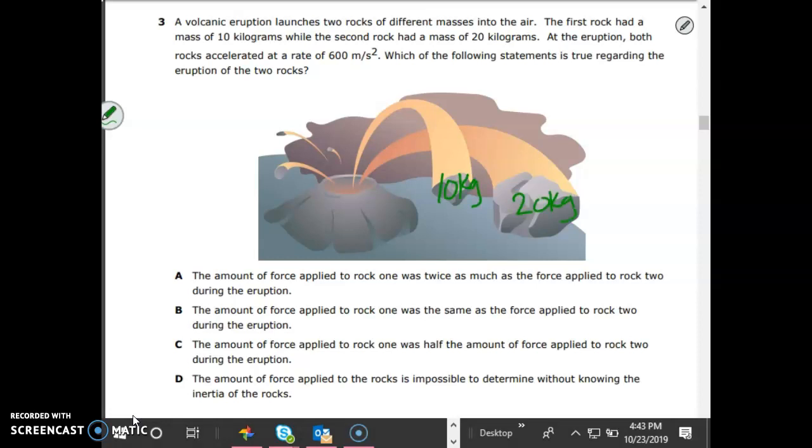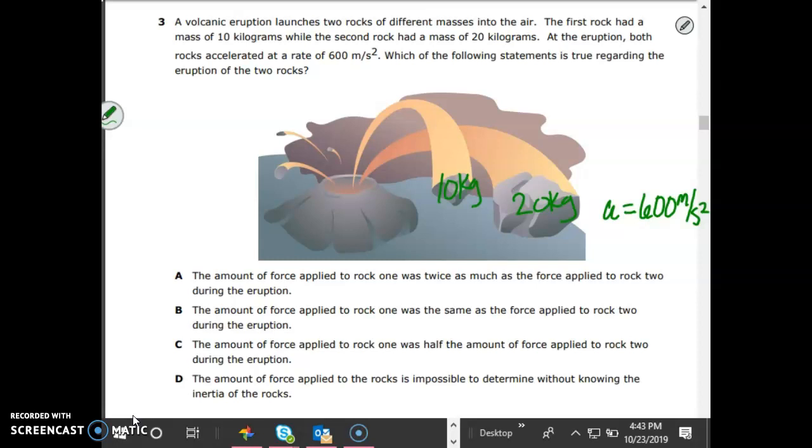At the eruption, both rocks accelerated at the same rate of 600 meters per second squared. So the acceleration is the same. Which of the following statements is true regarding the eruption of the two rocks? A, the amount of force applied to one rock was twice as much as the amount of force applied to rock 2 during the eruption.